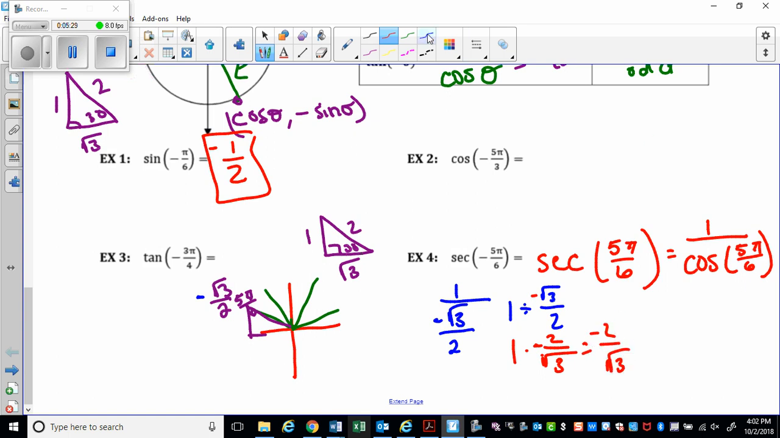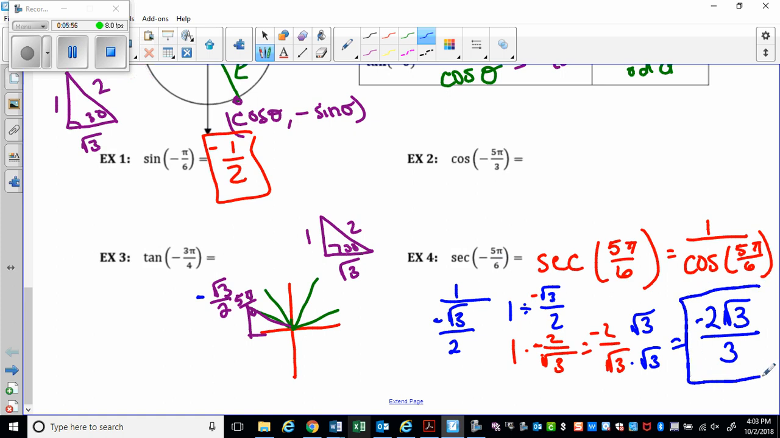But we cannot have a square root in the denominator. So I'm going to multiply the denominator by the square root of 3 and the numerator by the square root of 3. Negative 2 times the square root of 3 is negative 2 square root of 3. And then the square root of 3 times the square root of 3 is the square root of 9, which is 3. I could divide these. If I can simplify them, always try to divide them. So secant at negative 5 pi over 6 is negative 2 square root of 3 divided by 3.